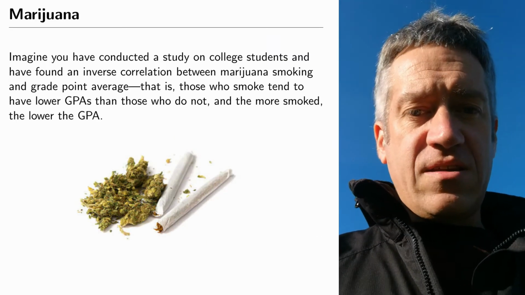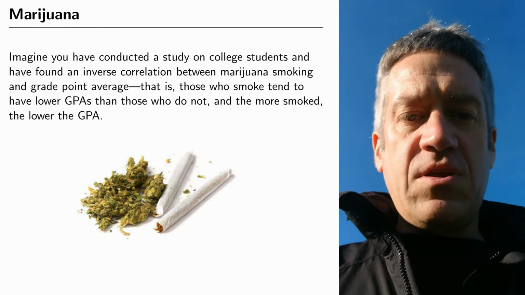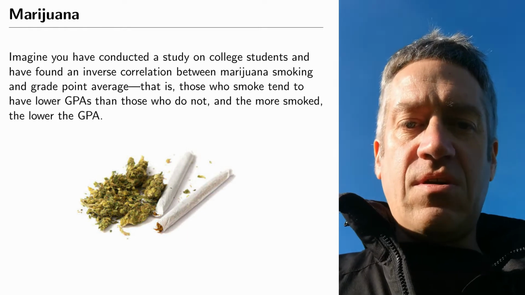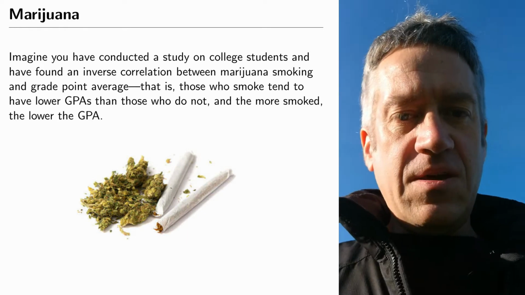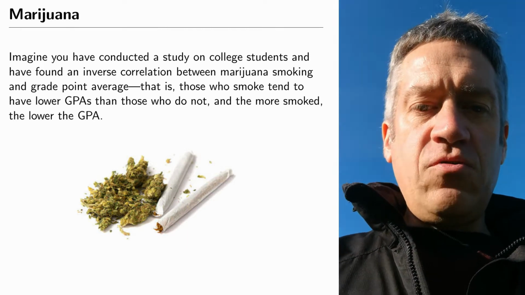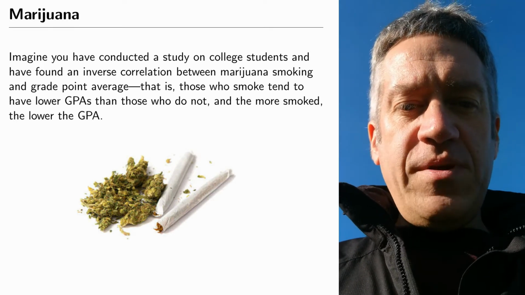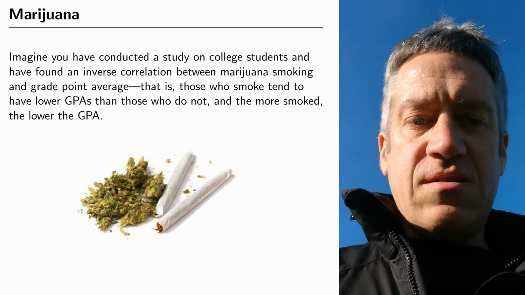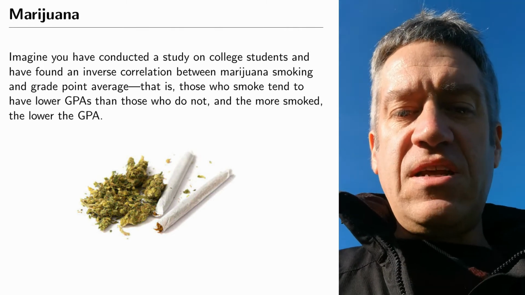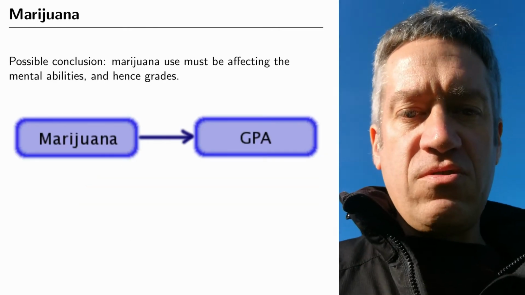So let's look at a second example. Imagine you do a study among college students, and you try to establish whether they use or do not use marijuana. Maybe you use a questionnaire or something, and you establish what their GPA is. And you find that there is indeed a negative relationship. People using marijuana have lower grades. But it will be difficult to now fully establish what the relationship is, right? So we might assume that marijuana usage leads to lower grades, right? So this is probably the first most obvious conclusion.